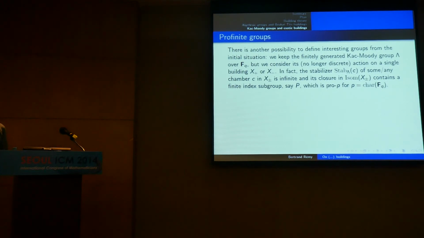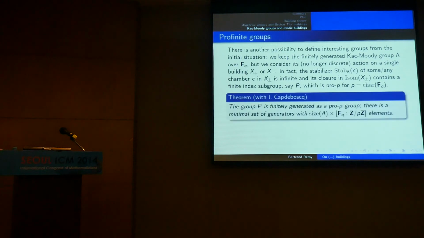So you get a compact, totally disconnected group. Okay, you get a profinite group, which actually is virtually, up to finite index, a pro-p group, where p is the characteristic of the finite ground field. So this is the analog of the Iwahori subgroup in Bruhat-Tits theory. And what we could prove with Inna Capdeboscq is that, well, it's only a starting point, this group is finitely generated as a pro-p group.